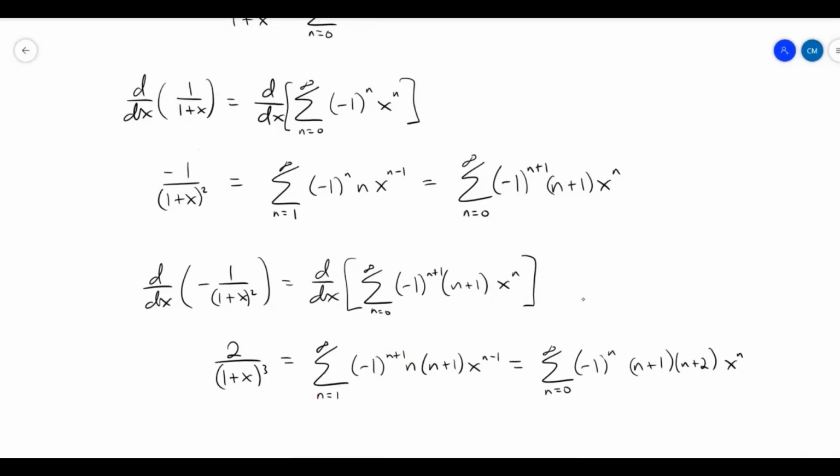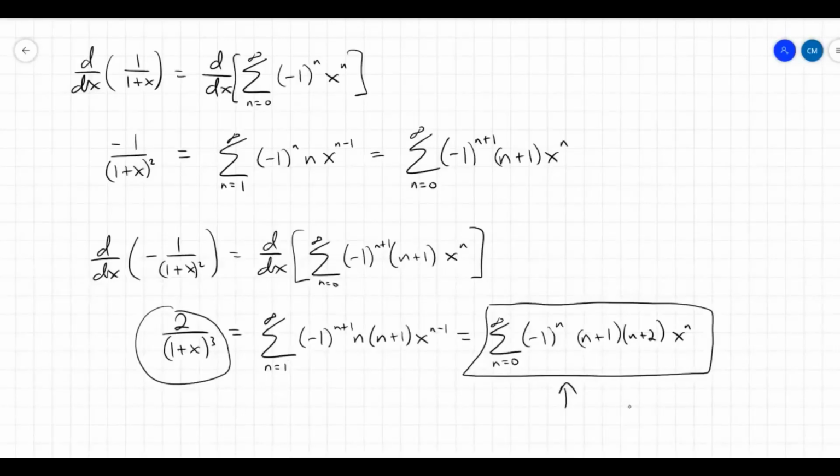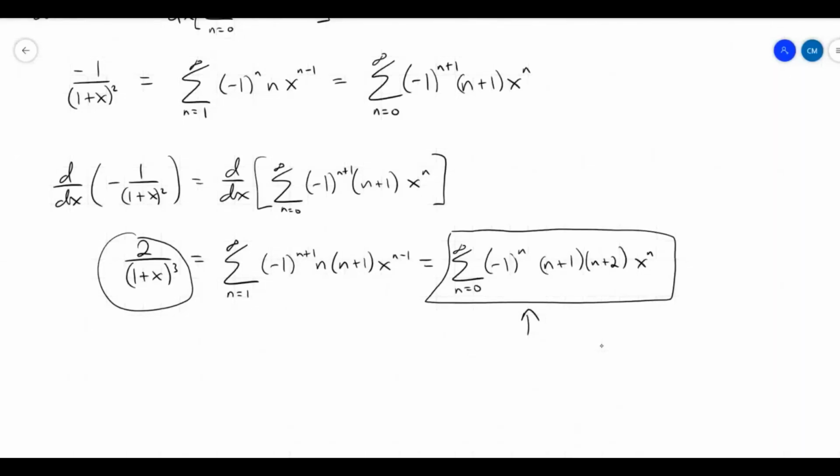What I have here, what is this? Well, according to what I have on the other side, this thing is the answer to the question. That is the power series representation of the function 2 over (1 plus x) to the third. And this is only going to work again for absolute value of x less than 1.